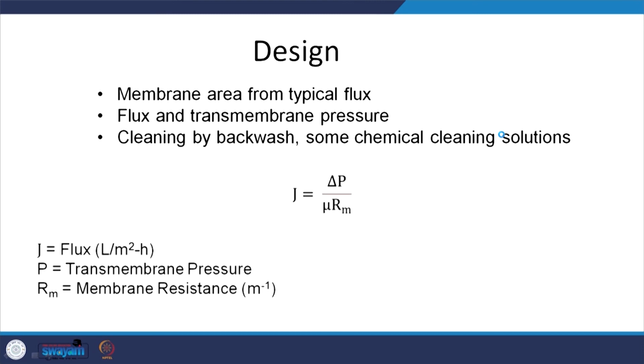So, design: what is it that I am concerned with? This is the flux. Flux is the volume of water per meter square surface area of my membrane per hour. It is going to depend upon the transmembrane pressure, the difference in pressure, how much I am going to apply, and also the membrane resistance that varies from one system to the other. So, membrane area from typical flux, flux and transmembrane pressure we just looked at, cleaning by backwash and sometimes obviously chemical cleaning.